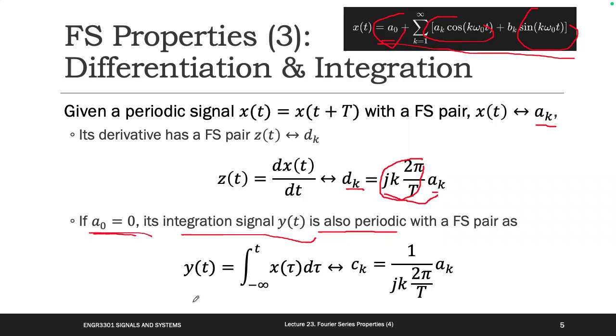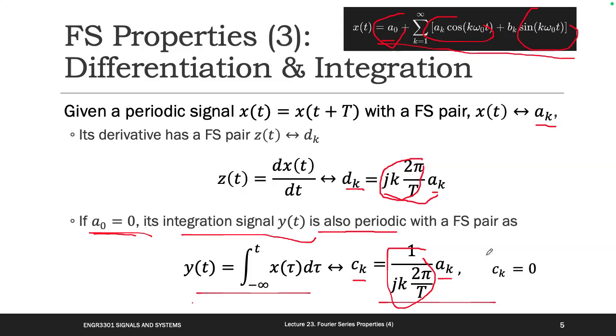And for the new signal, which is just the previous one after integration, the new FS coefficient has this equation: you just multiply this factor to the original FS coefficient. Does that make sense to you? And here you need to pay attention: c_k must be equal to 0. Do you know why?